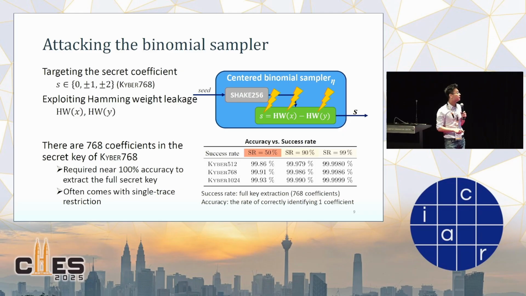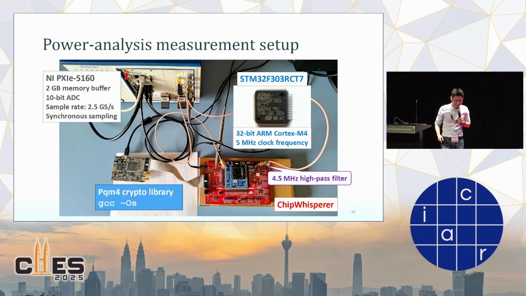So for example, if we want a single trace success rate to reach 90%, we need a template accuracy of 99.98%. And to clarify, when I say success rate in this talk, I mean a fully successful attack that extracts the full secret key, which includes 768 coefficients. And when I talk about accuracy, it means the rate of correctly identifying one coefficient. So now let's talk about the side-channel part.